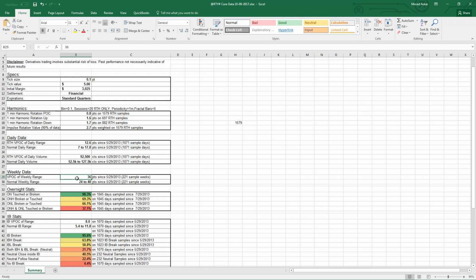Okay, the point of control is the mode, the statistical mode. It is the most common of all the data that you've imported or you're looking at. That is the most common occurrence. So then we look at the weekly data. What should I expect on a weekly range? The most common weekly range from low to high across all sessions is 36 points. So 36 points is about the most common. The normal weekly range is anywhere between 24 and 48. Why do I need this?